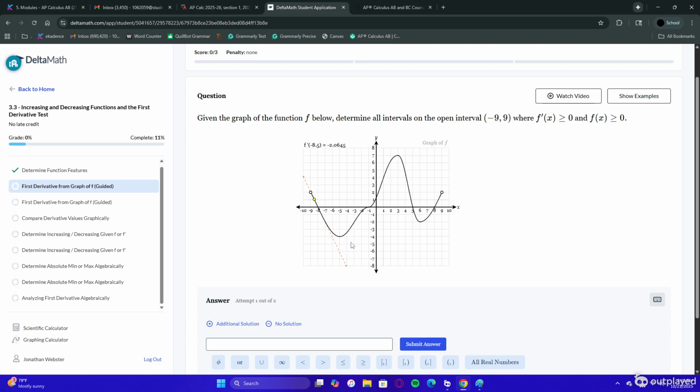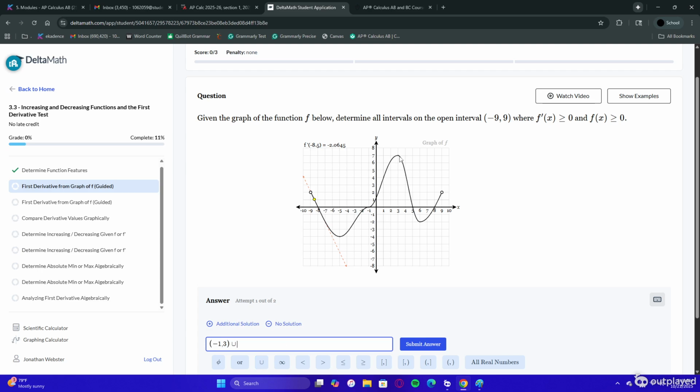So first it's going down here, so we're not looking for that because it's decreasing. But here it increases, but it is below 0, so we're not looking for that either. But from -1 to about 3, you see that the function is increasing and it is over 0. So that is one interval where f prime of x is over 0 and f of x is over 0. So from negative 1 to 3.